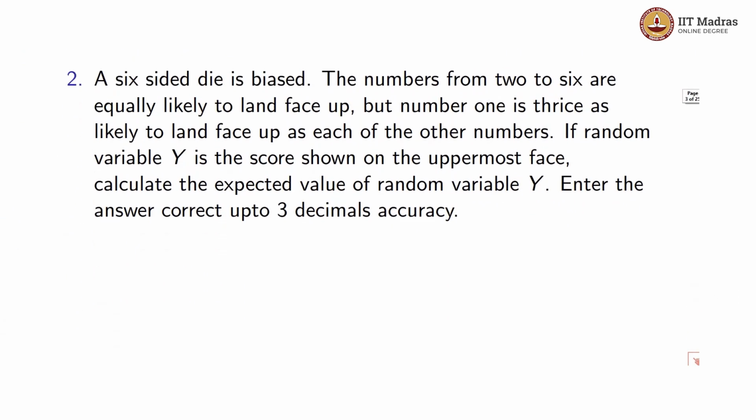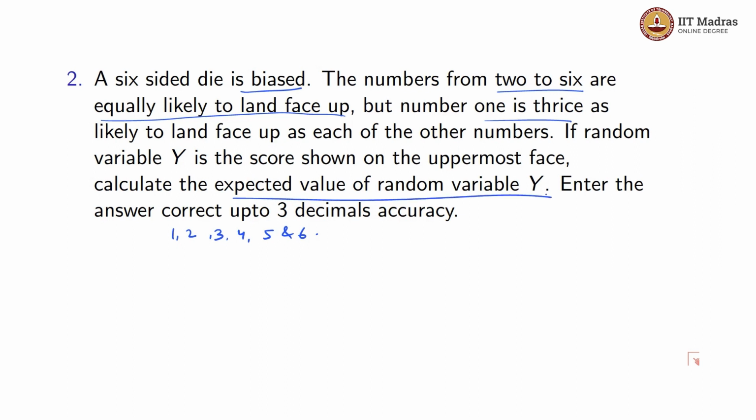Moving further for the next question. Okay, so we have a 6-sided die and we are given the information that the die is biased. Okay, the number from 2 to 6. So when we roll a die, the possible numbers which we can get are 1, 2, 3, 4, 5 and 6. Okay, it is given that numbers from 2 to 6 are equally likely to land face up. Number 1 is thrice as likely to land face up as each of the other numbers. Okay, if random variable y is the score shown on the uppermost face, calculate the expected value of the random variable y.